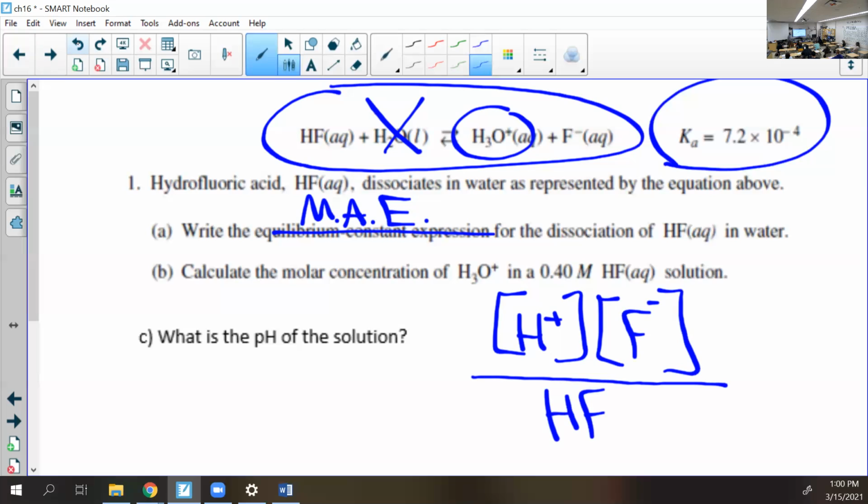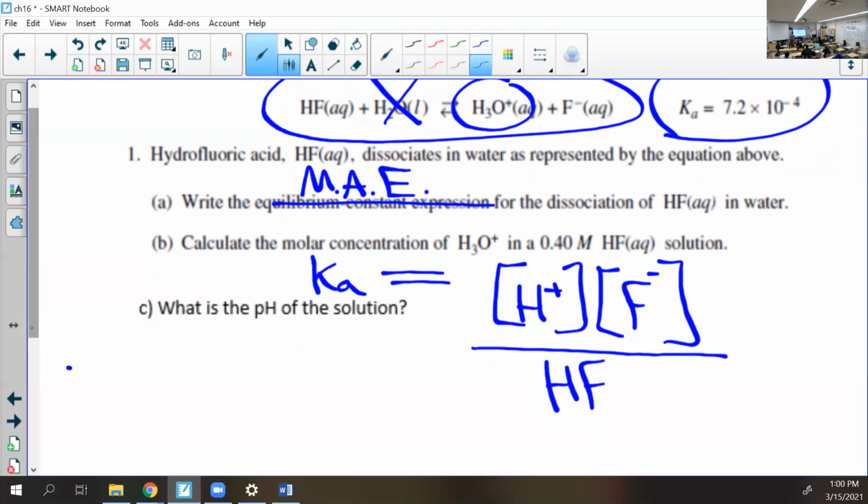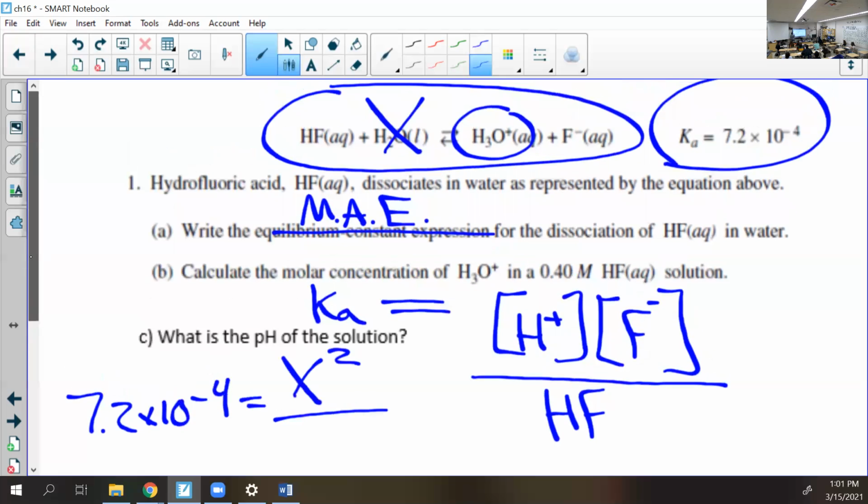Okay, calculate the molar concentration of H3O plus in a 0.4 molar solution. So we know that Ka equals this, right? So let's just put it together. It's just math. Ka is 7.2 times 10 to the negative 4, and we know it's equal to x squared over the initial, which it gave me. It's right there, 0.4.